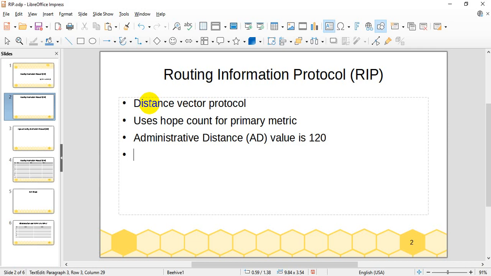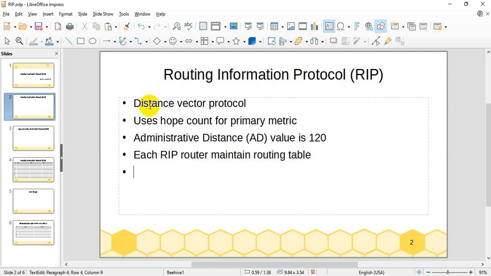And each Routing Information Protocol router maintains a routing table. This is also an important point.